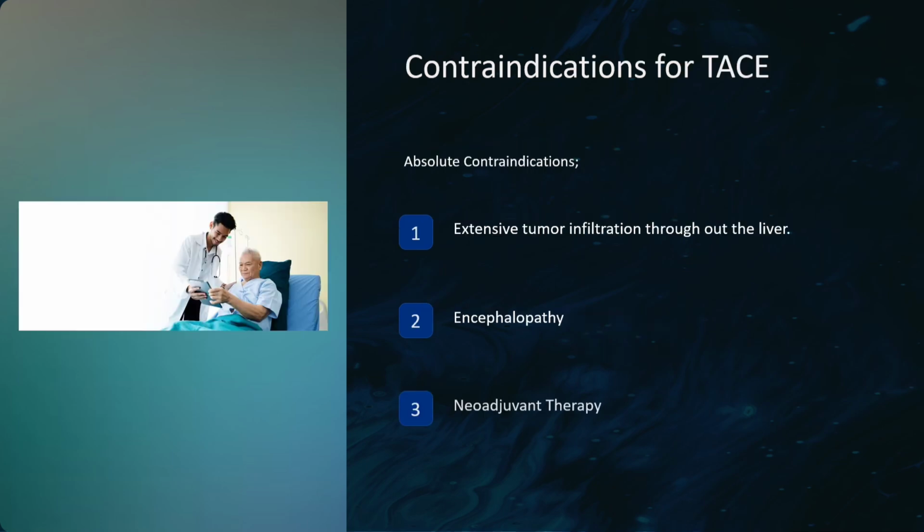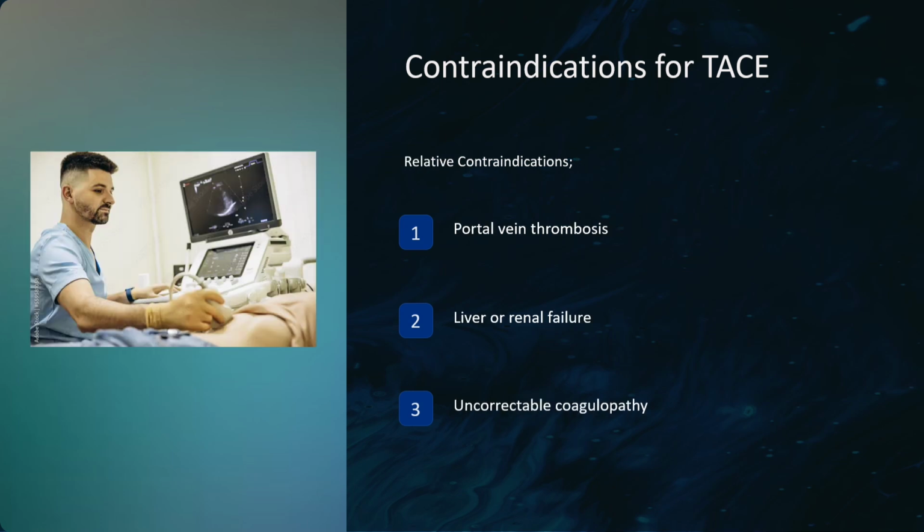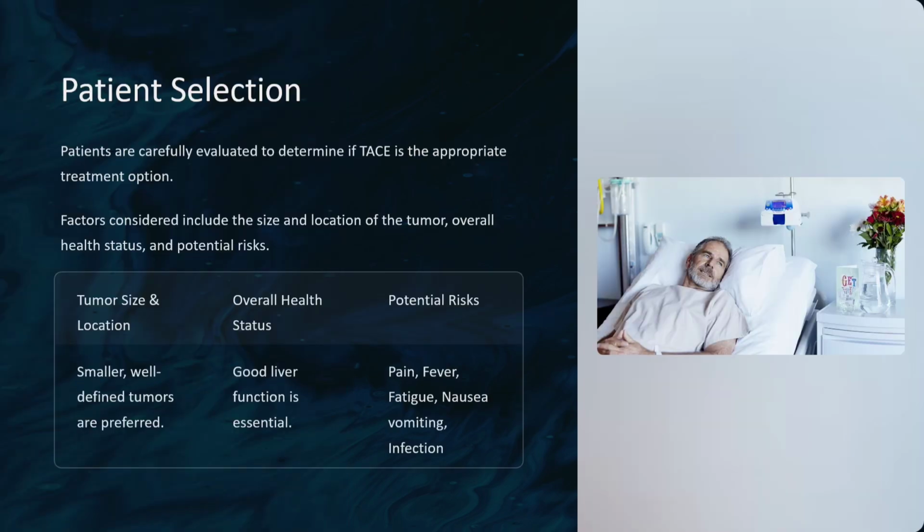Next, we will see about the contraindications for TACE. So, which are the absolute contraindications, that is extensive tumor infiltration throughout the liver, then encephalopathy. Then the relative contraindications are portal vein thrombosis, liver or renal failure, and uncorrectable coagulopathy.